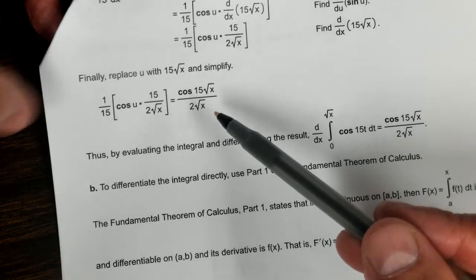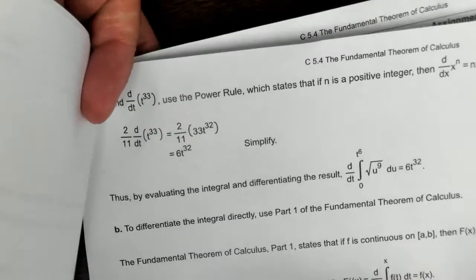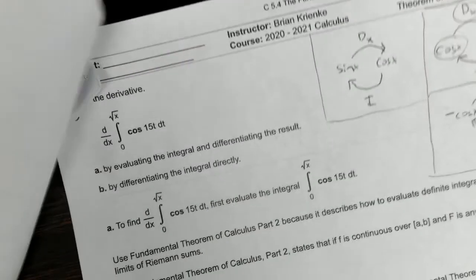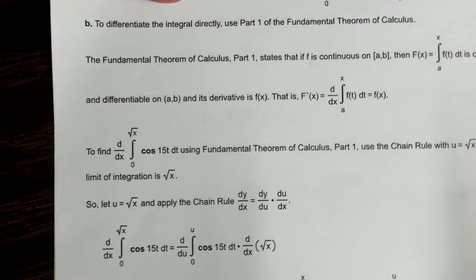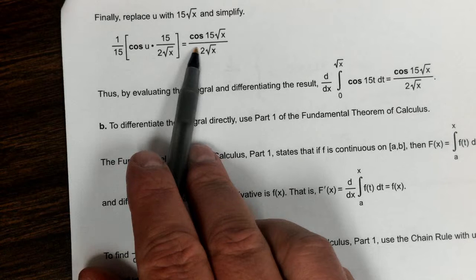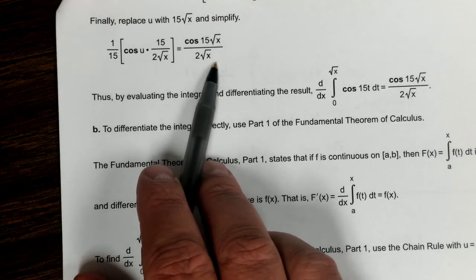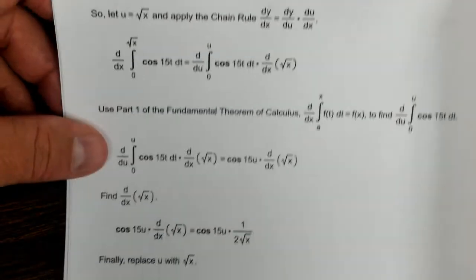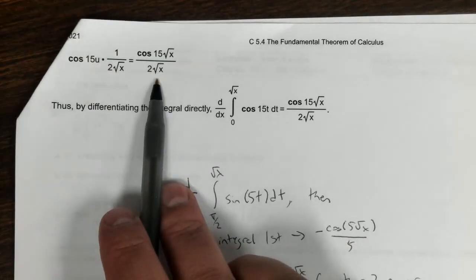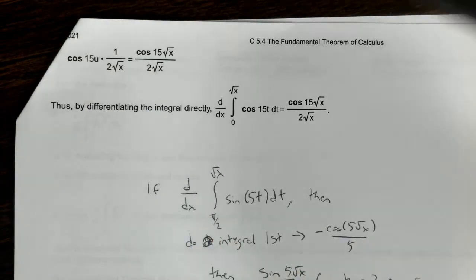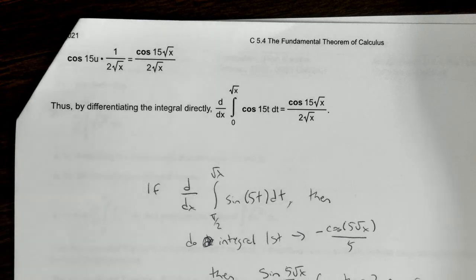So the problem originally had to do with cosine. It's cosine 15t, and our answer was cosine 15 square root of x over 2 square root of x. And then for the bottom part, for the part B, you get the exact same answer. So on 33, you will have something different, and then the bottom two ones will be the same.